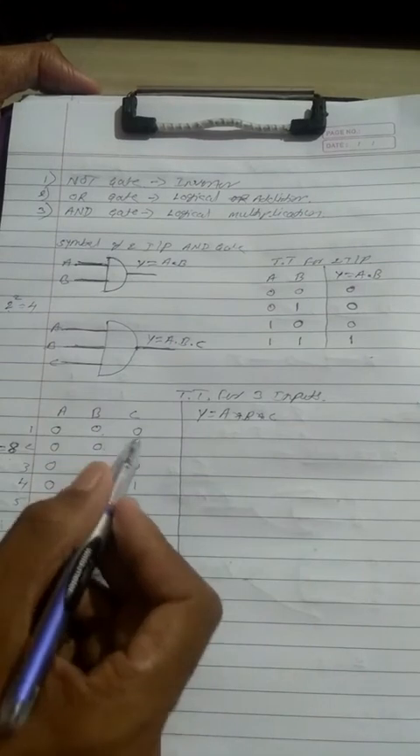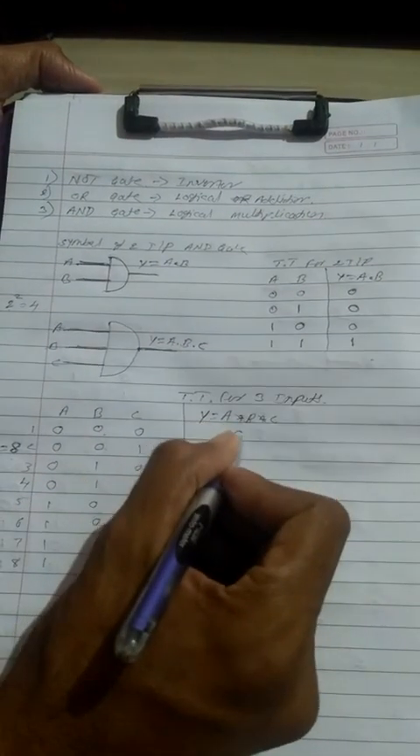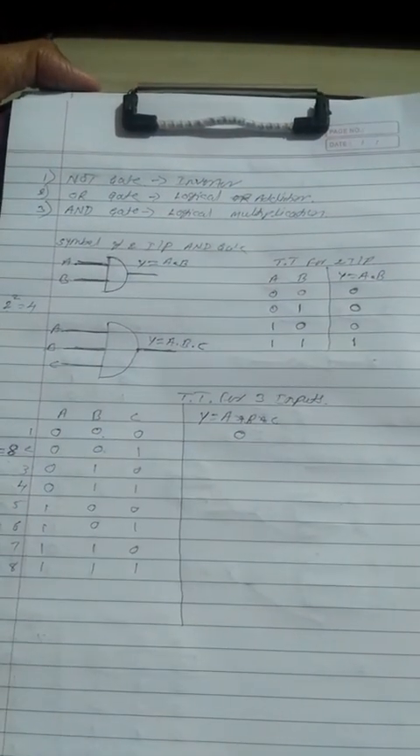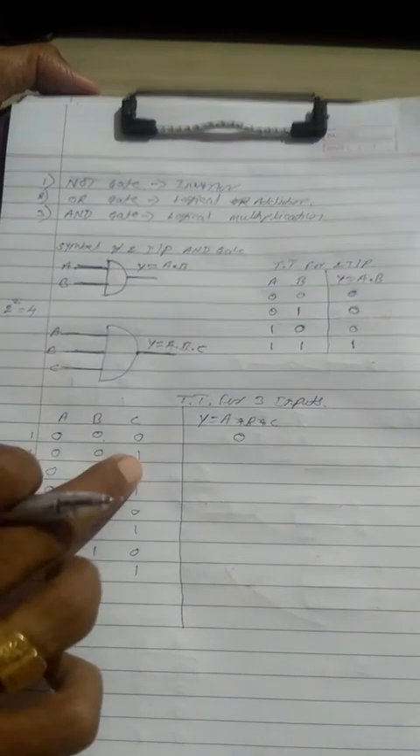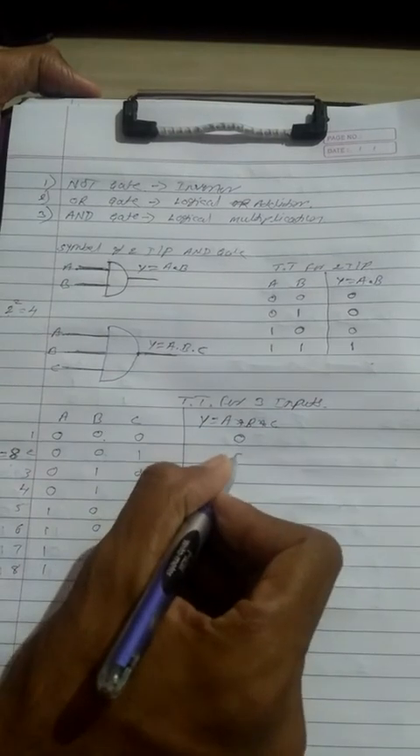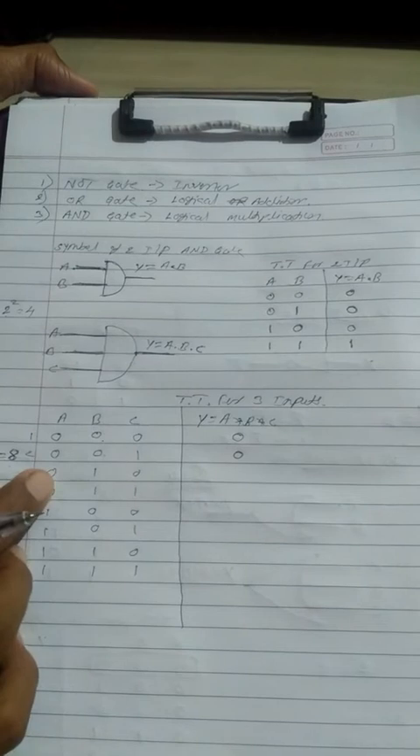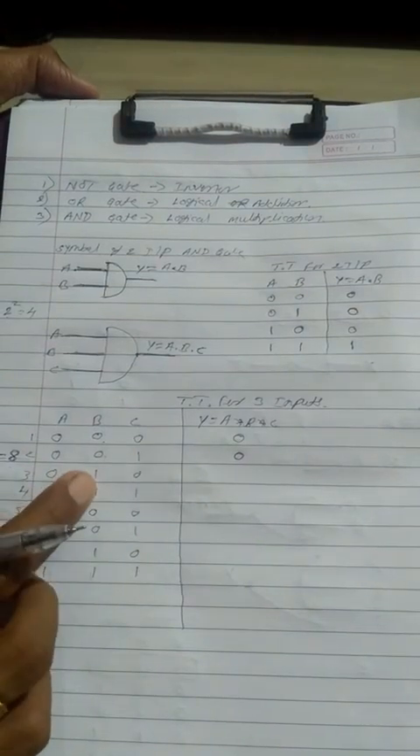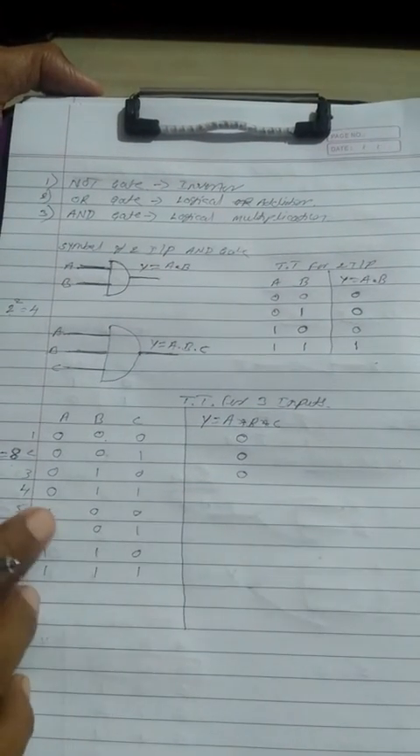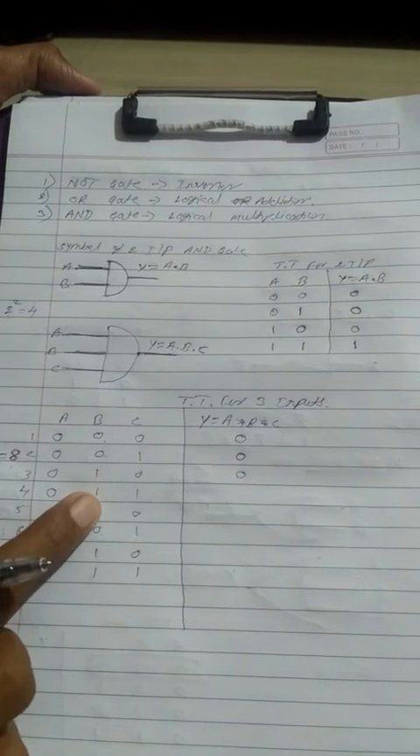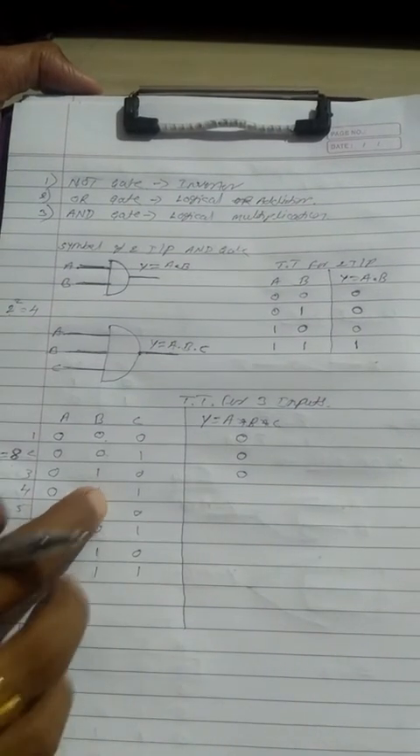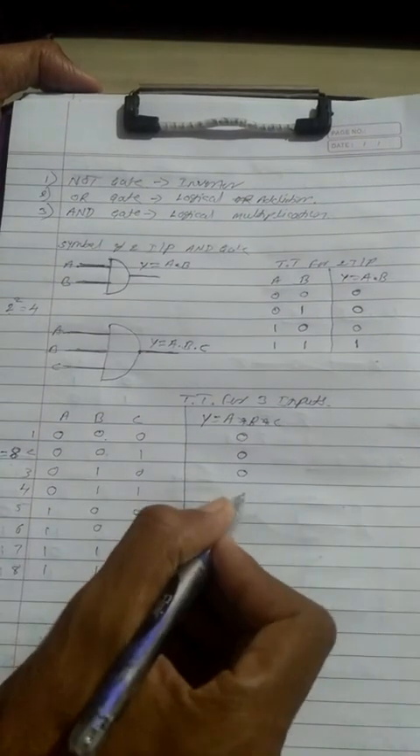0 into 0 into 0, it is a 0. 0 into 0 into 0 is 0. 0 into 0 into 1, 0 only. Then 0 into 1, 0, 0 into 0, 0. Or the next 0 into 1 is 0, 0 into 1, 0.